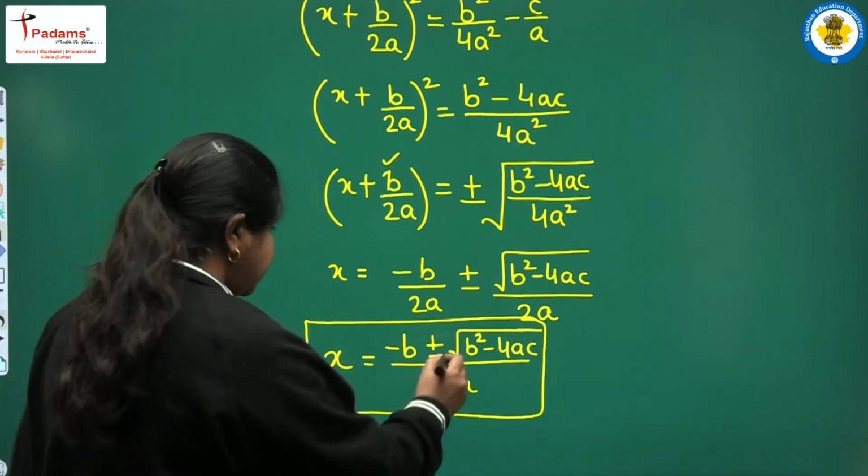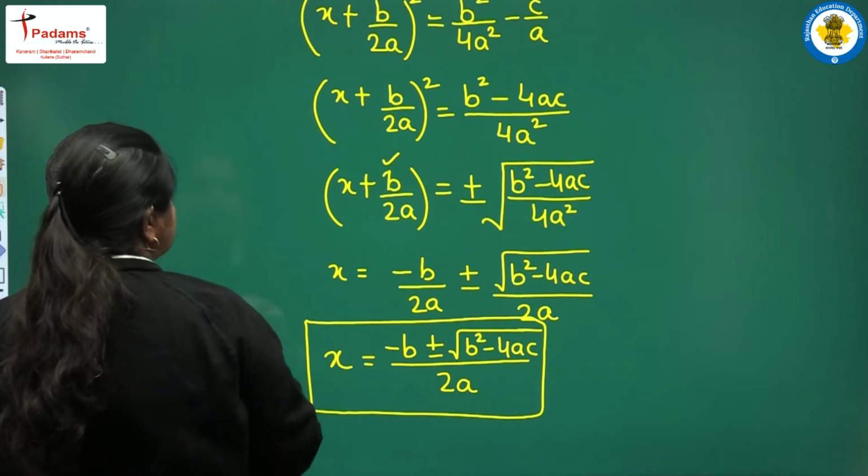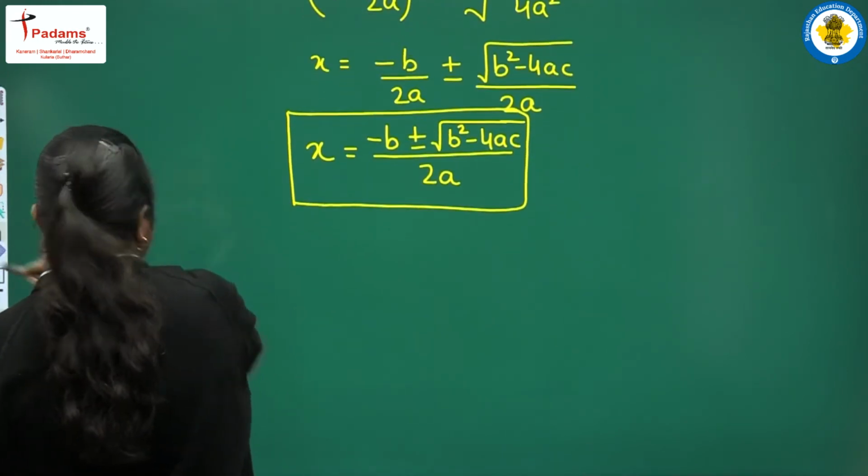And now just focus on this expression b square minus 4ac.